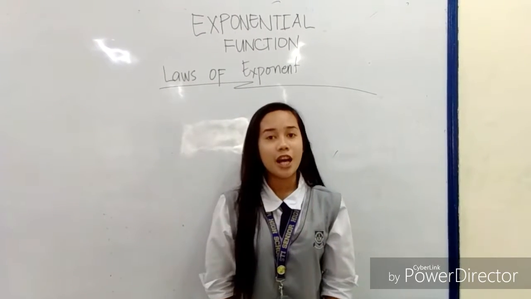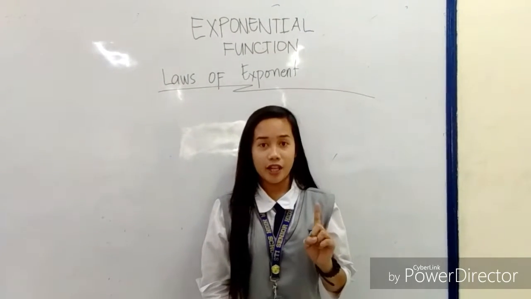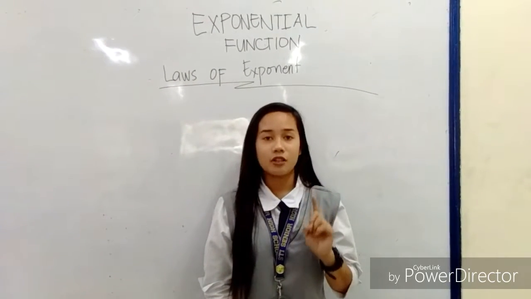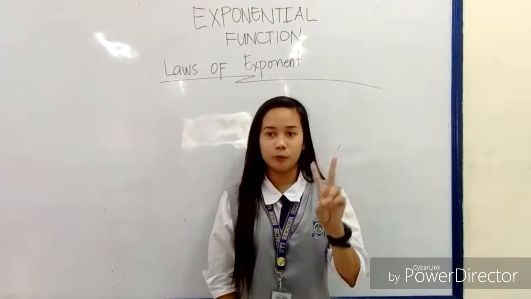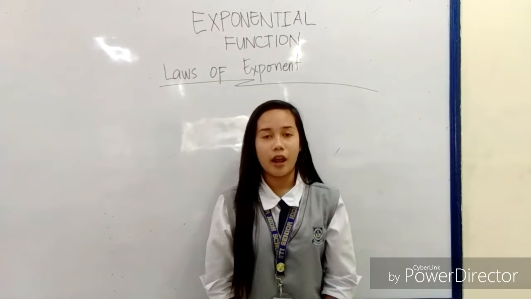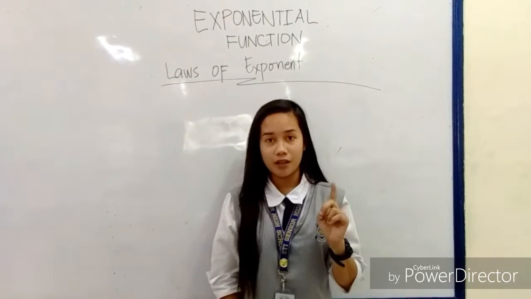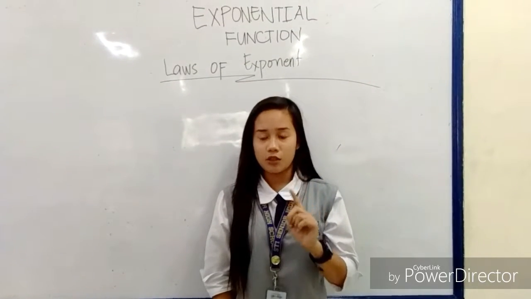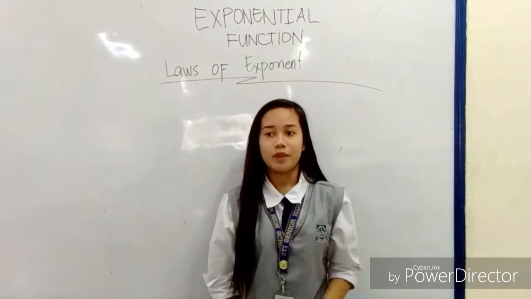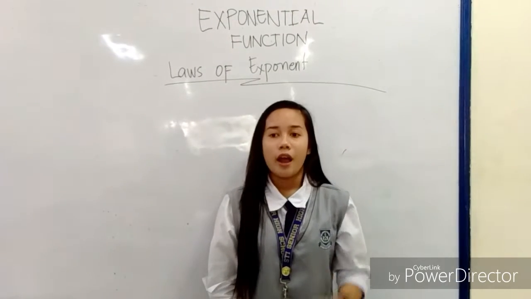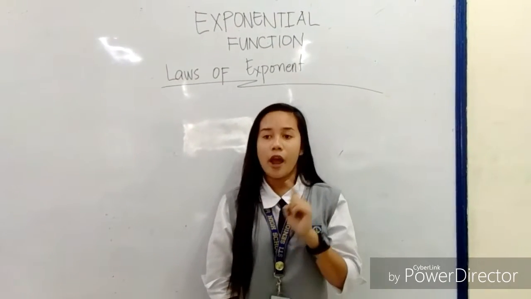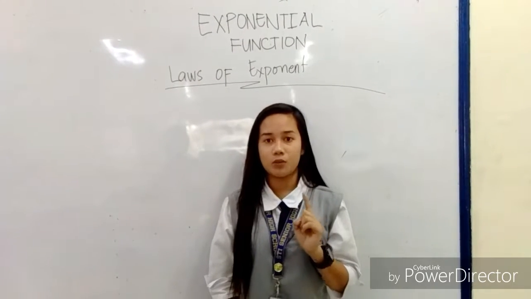Number 1. Product of the exponent, where a raised to the x times a raised to the y is equal to a raised to the x plus y. Number 2. Power of the product, where ab raised to the power of x is equal to a raised to the power of x, b raised to the power of x. Number 3. Power of the power, where a raised to the power of x, raised to the power of y, is equal to a raised to the power of x times y.